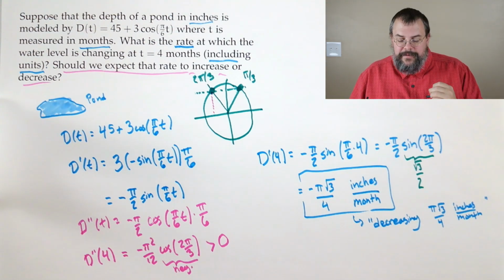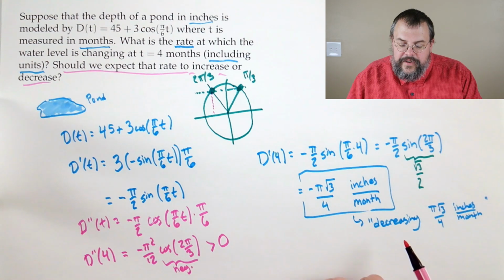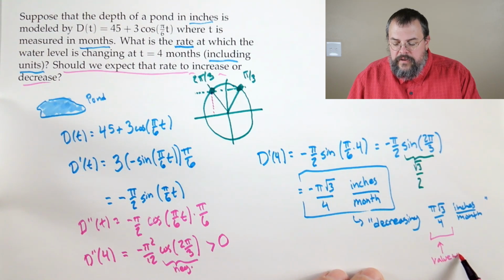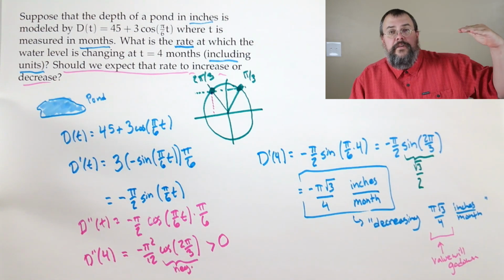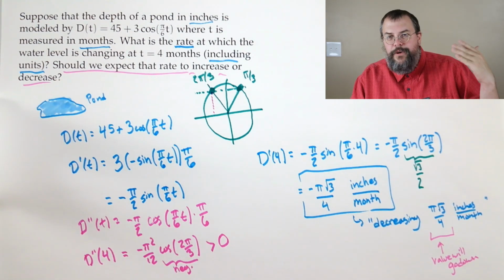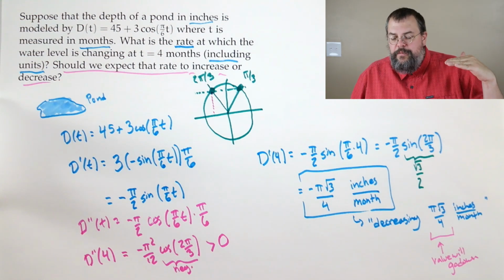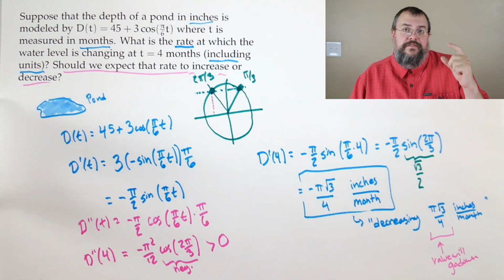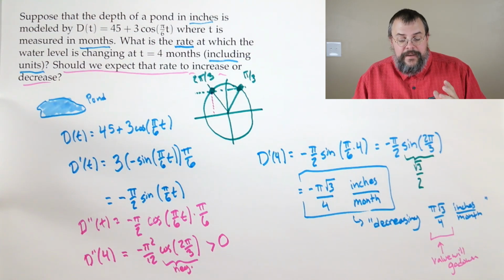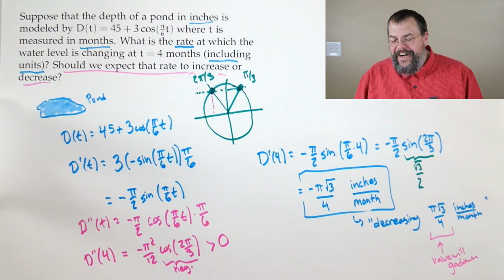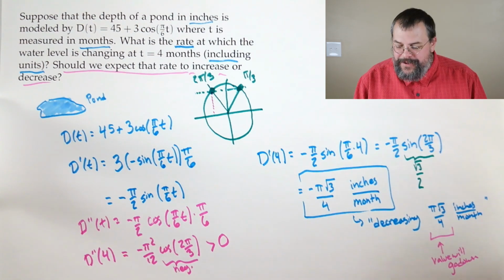Here is where it gets kind of curious. It's still going to be decreasing, but what's going to happen is that this value will go down. So, in other words, in a very short time later, if you look at 4.1 months or something, the water level will still be dropping, but the rate at which it's dropping will have a smaller value. Okay, so do you understand what I'm trying to say? Oh, I think I'm confusing myself more than I'm confusing you.